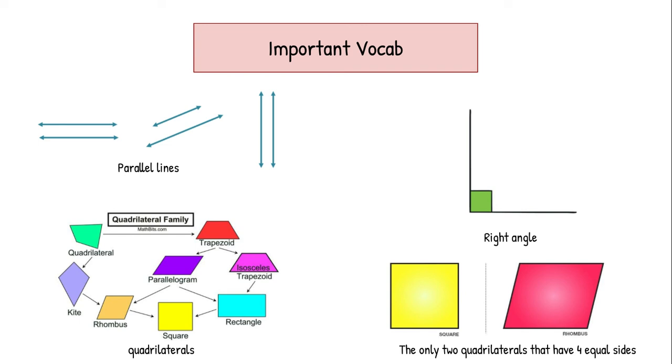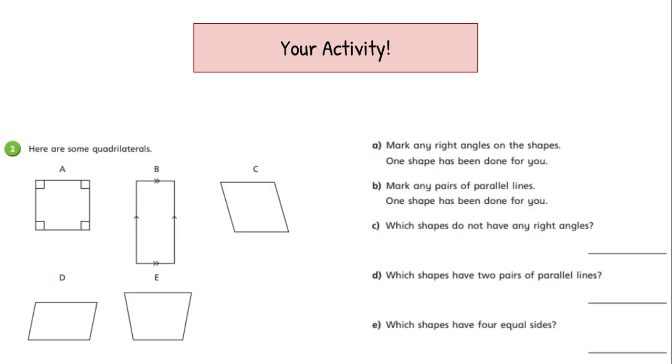and so on. And the final bit of vocab that we need for now is the idea of four equal sides. Now there are only two quadrilaterals that have four equal sides, and those are a square and a rhombus. So that is the key vocab that you need in order to complete this activity.